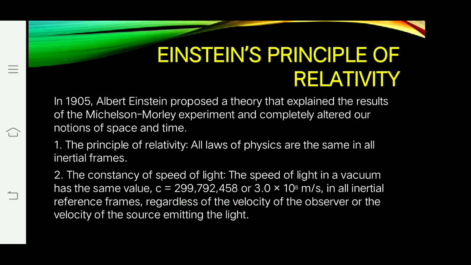The theory presented by Albert Einstein in 1905 is based on two postulates. First is that the laws of physics are invariant in all inertial frames of reference. Second is that the speed of light in vacuum is the same for all observers regardless of the motion of light source or observer.